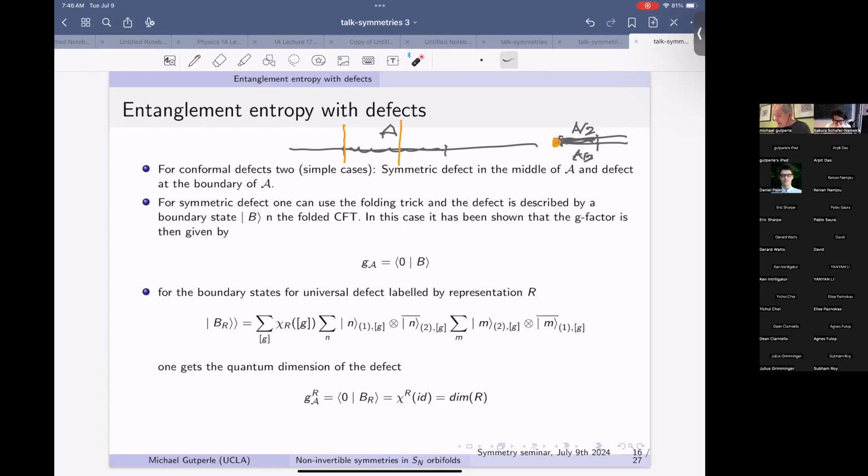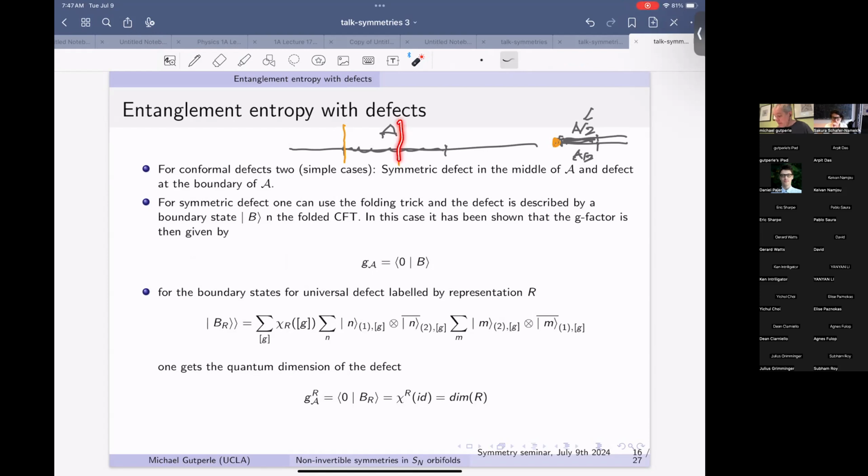This goes back to Affleck and Ludwig and has been used quite a bit. One use of the boundary state construction, with this permutation brane trick, is that the G factor can simply be obtained as the overlap of the vacuum with my boundary state. This is true for general BCFTs in this symmetric setup. It has to do with taking this region L, or the UV, to be large, and then in a cylinder channel I have a factorization on the state of the lowest conformal dimension.